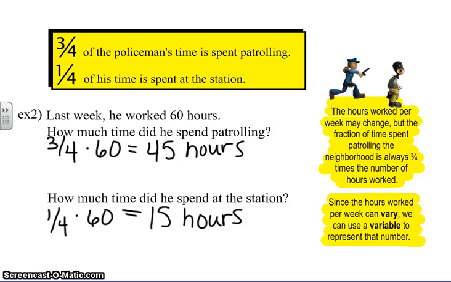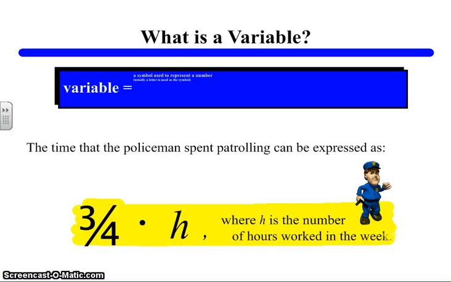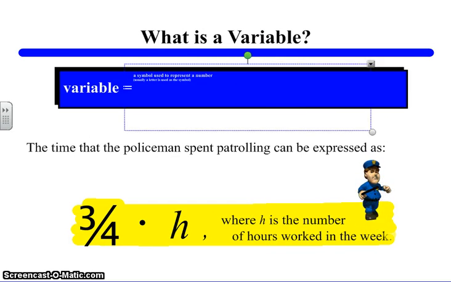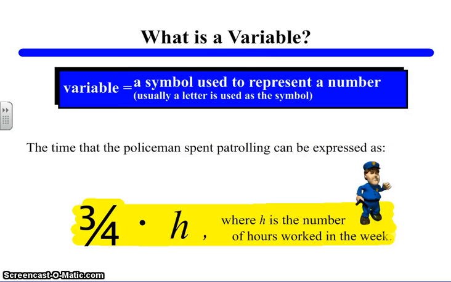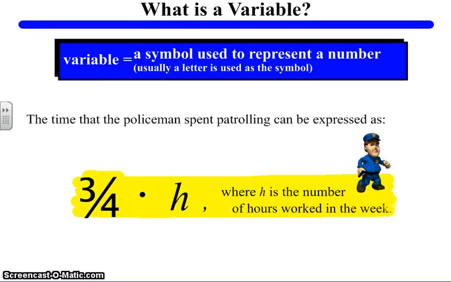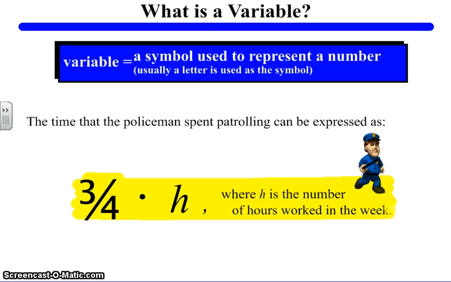And you may be thinking to yourself, well, what is a variable? A variable is a symbol used to represent a number. So please take a minute and make sure you copy that definition down. The variable is usually a letter. So we usually use a letter for that symbol. So if we look back at our policeman example, the time that the policeman spent patrolling could be expressed as 3/4 times H, where H represents the number of hours worked in the week.